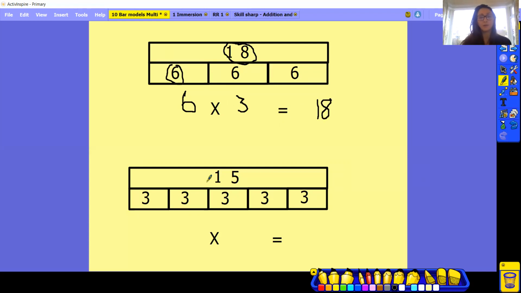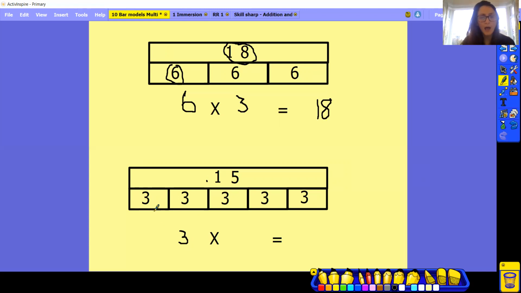And let's have a look at this bottom one. You can have a quick pause and have a go at it on your piece of paper at home, or you can carry on watching me. So if you want to have a pause now, we'll carry on with this. Here, we know one of these boxes is worth 3.